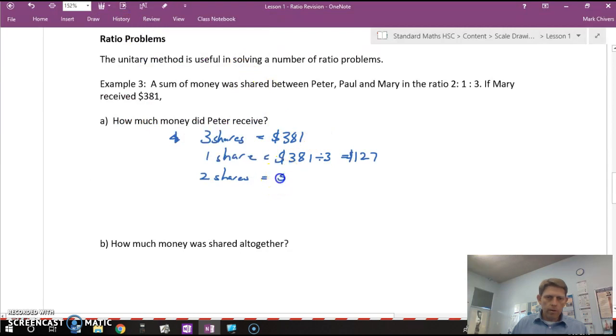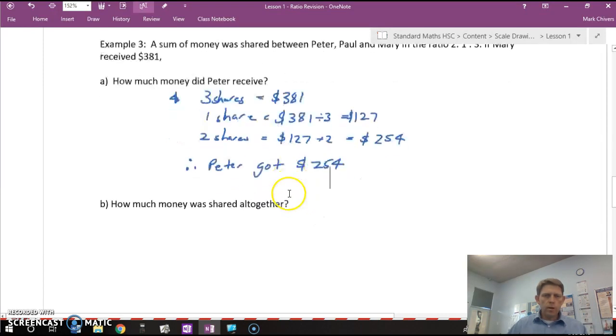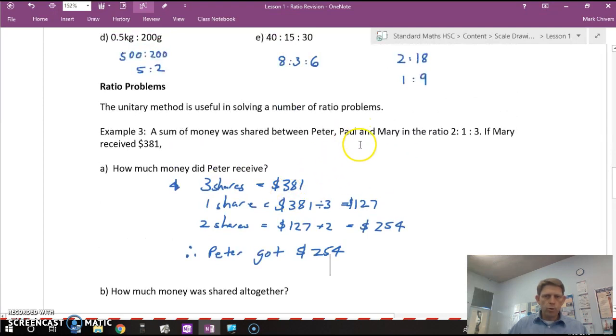So $127 times by 2, which is going to equal $254. Okay, so we can finish off with a little statement saying, therefore, Peter got $254. For the next question, we've already, by working out what 1 share was, well, that's how much Paul got.